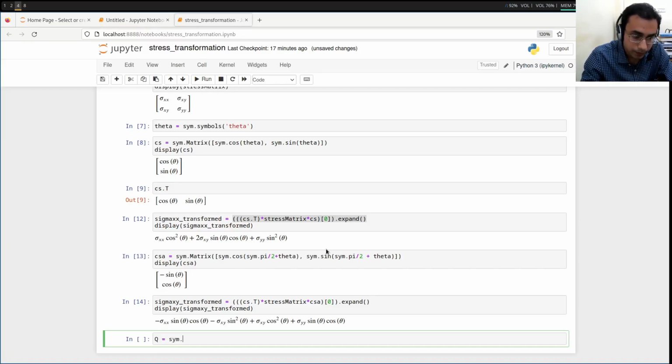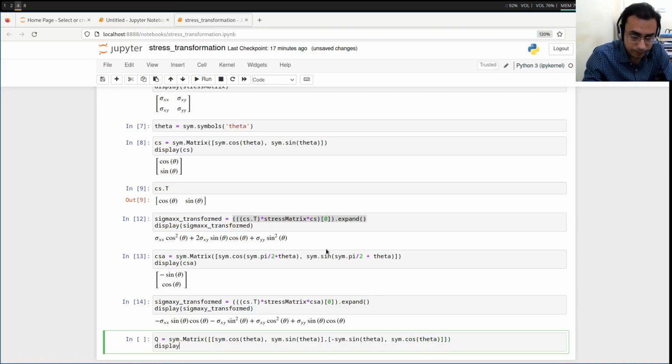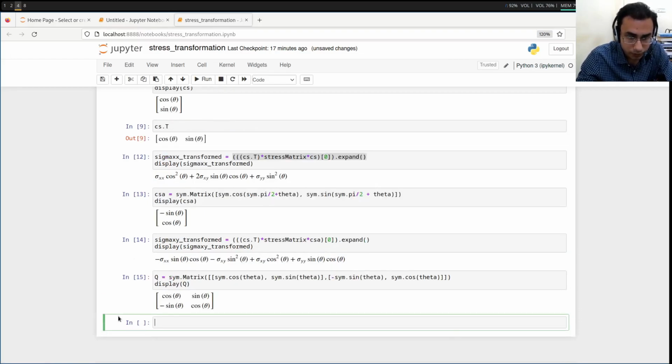So the rotation matrix will be defined like this. So this is cos theta, sine theta, and the second row will be minus sine theta, if I can spell correctly. And let's display this. So we have cos theta sine theta, minus sine theta cos theta. I'm sure it will be familiar to quite a few students.